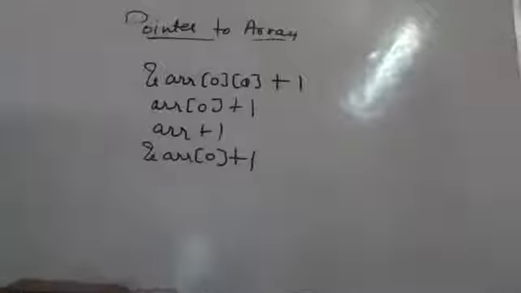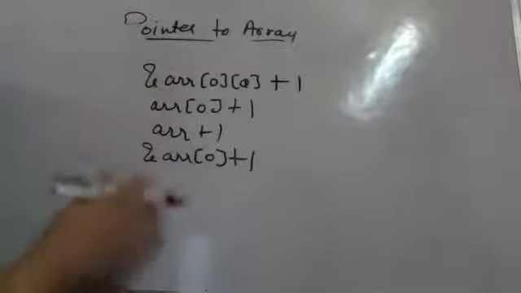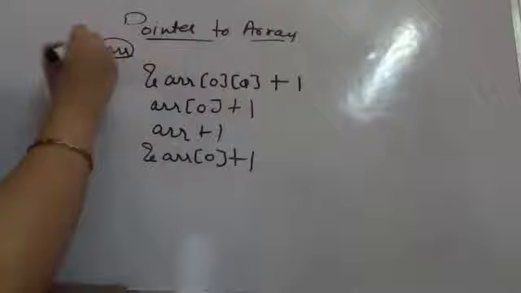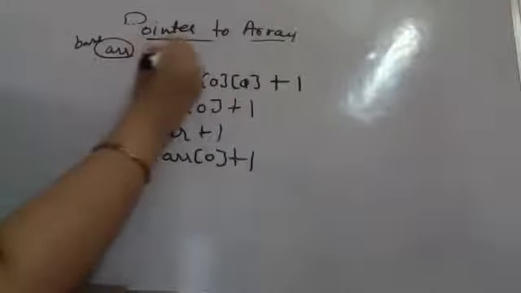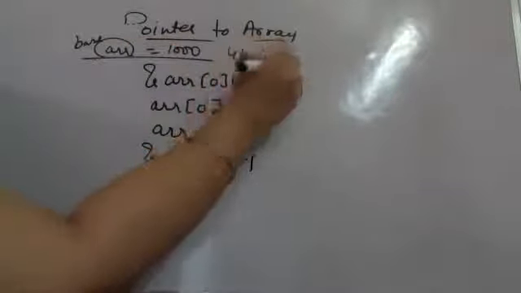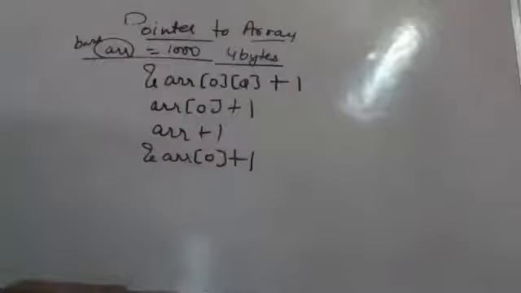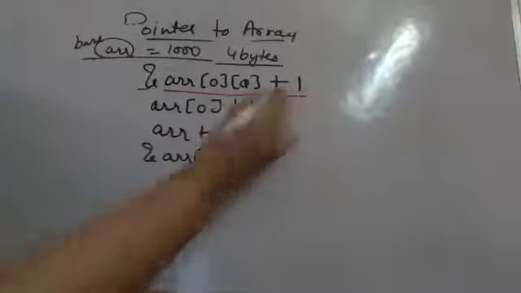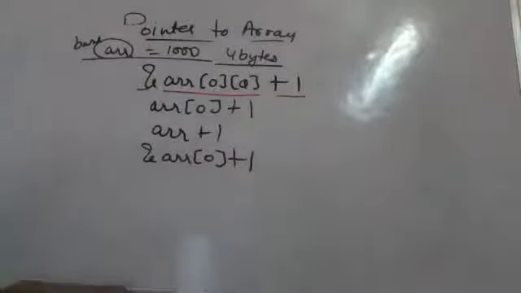Let me understand the same concept. I'm taking a few examples. Supposedly the base address of my array, base address here is 1000. And I'm assuming that 4 bytes is taken by each integer on a 32-bit compiler, not the 16-bit compiler. So here, when I'm trying to find out address of array 00 plus 1, what is this corresponding to? Where is it pointing to?